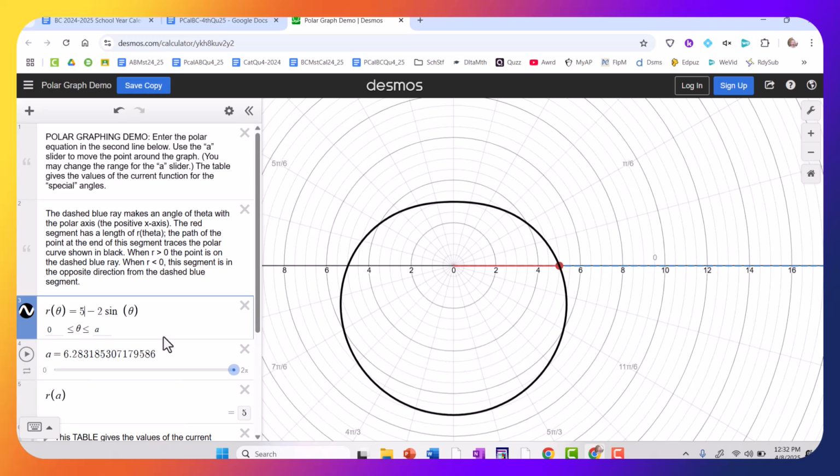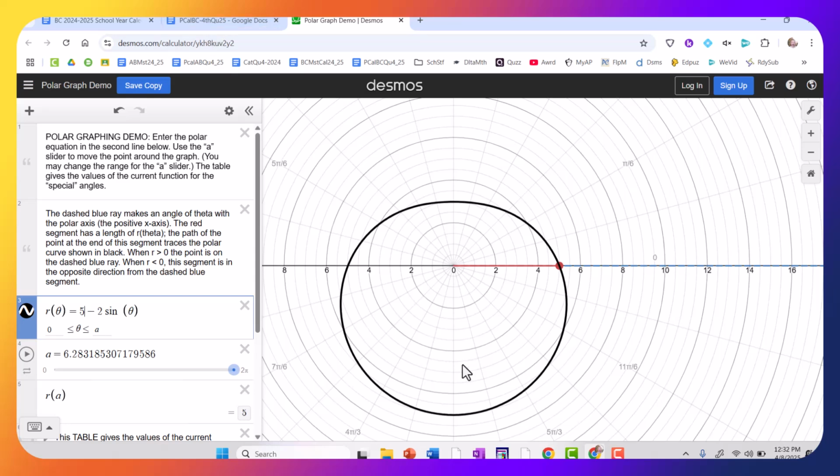What's the difference between 5 and 2? 3. What's the sum of 5 and 2? 7. So this bottom point is 7 away from the pole. This non-dimpled convex part is the difference of 5 and 2, 3 away. Okay. So these are the things that we kind of have to lock in.